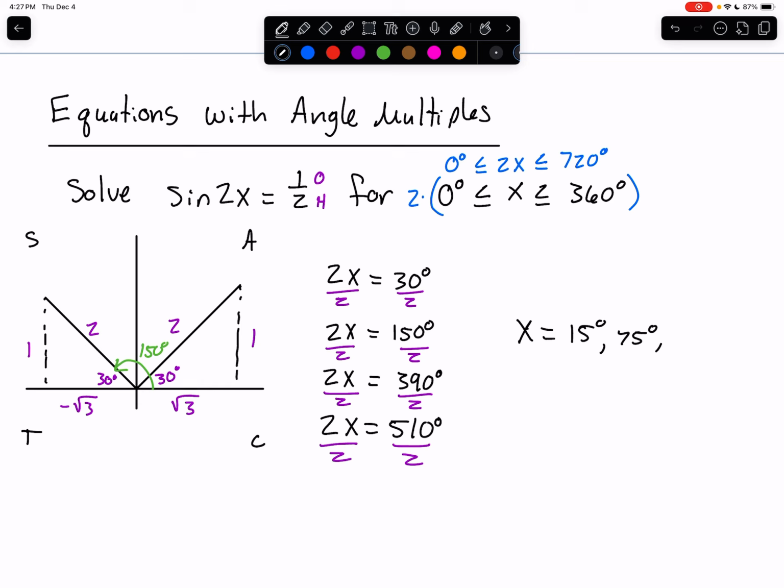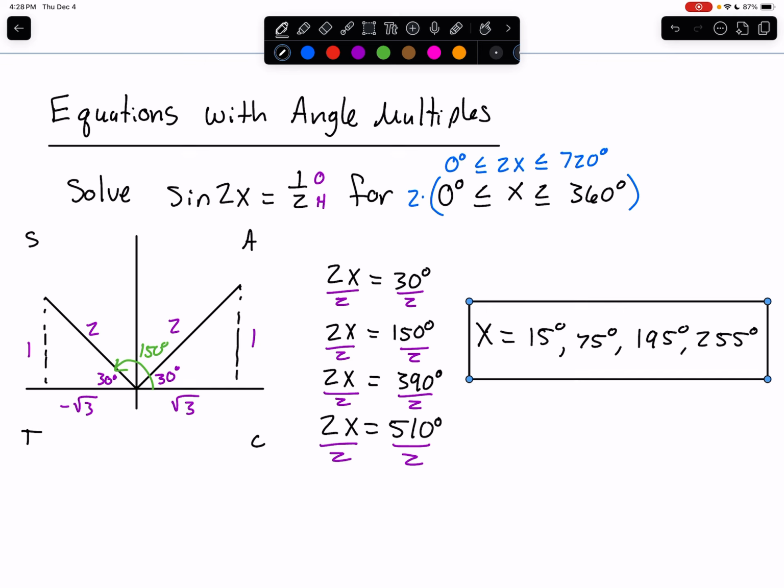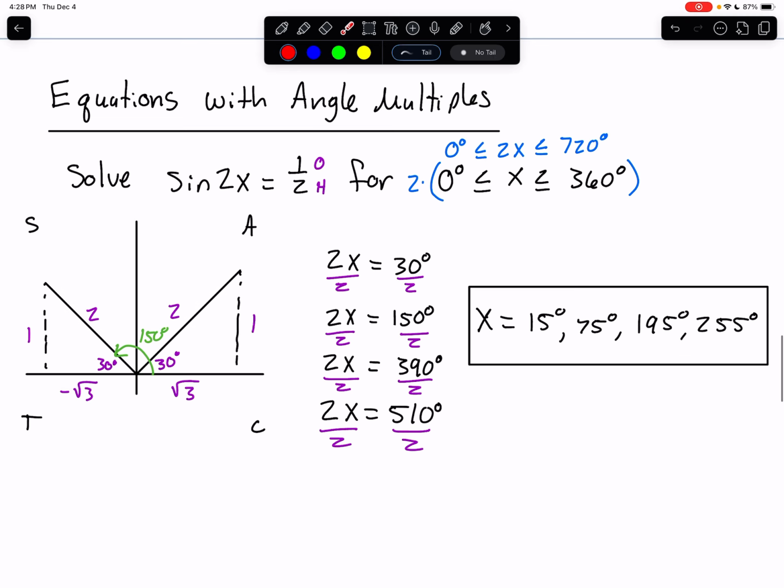390 divided by 2. Oh, what's that going to be? Let's see. What is that? It's going to be 195. And then 510 divided by 2. That's going to be 255. Let me move this over. Those are all of my solutions. And you should always double check, are all 4 of those numbers between 0 and 360? Yes, they are. So we're good to go.